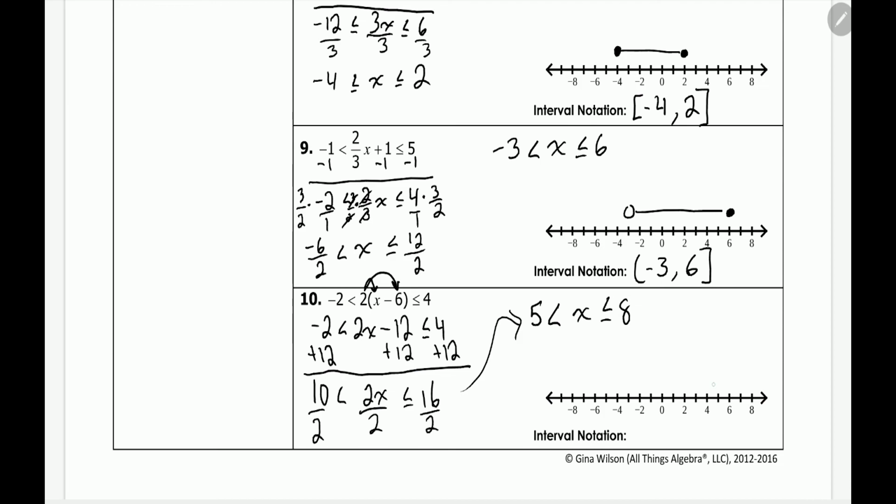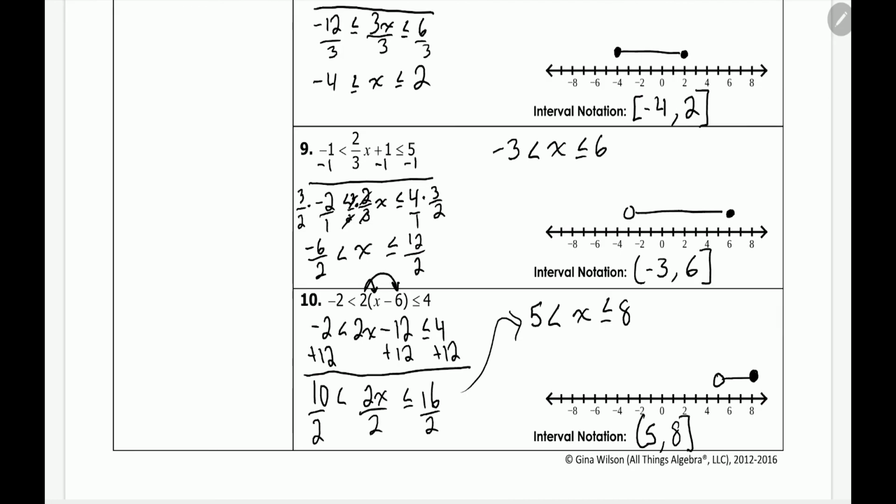First one, we go to 5. We have an open circle. Next one, we go to 8. We have a closed circle. We connect the two. Now we do our interval notation. So we start from the left. We go until 5. It's an open circle, so we have parentheses, comma. We go till 8. It's closed, so we have a bracket. And that's it for compound inequalities.